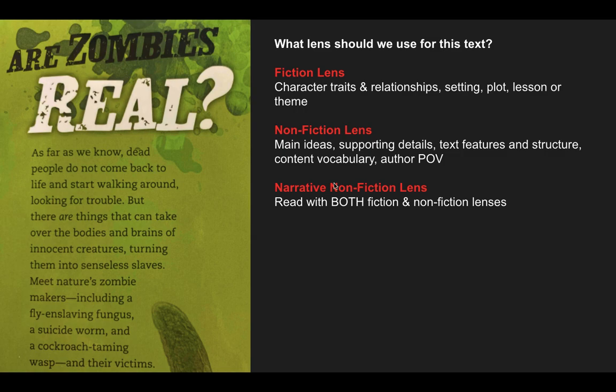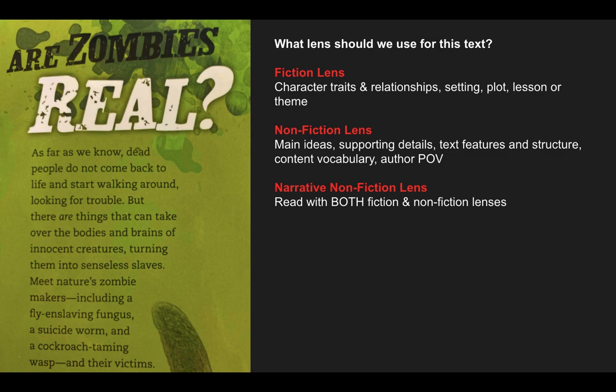All right, then let's read the inside cover. Are zombies real? As far as we know, dead people do not come back to life and start walking around looking for trouble. But there are things that can take over the bodies and brains of innocent creatures, turning them into senseless slaves. Meet nature's zombie makers, including a fly-enslaving fungus, a suicide worm, and a cockroach-taming wasp, and their victims.